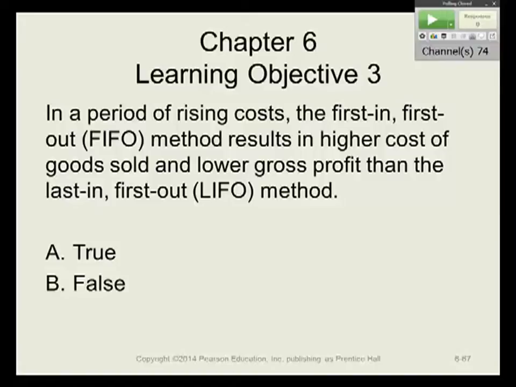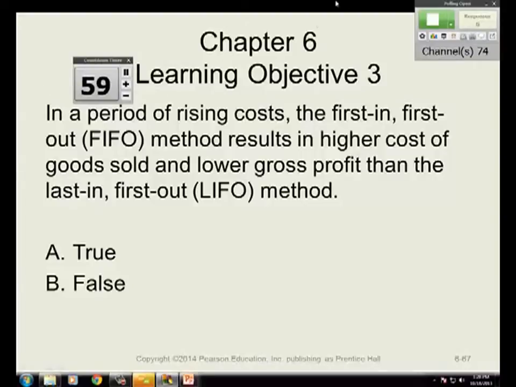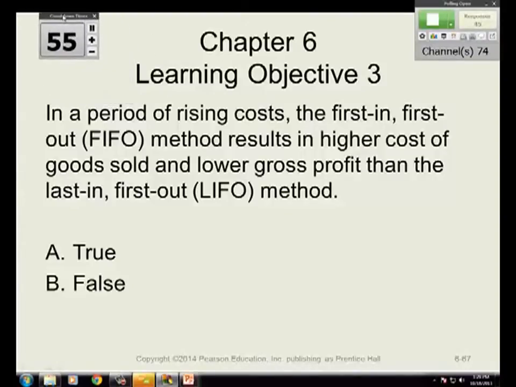This should be slide 67. All right, and I want to know, in a period of rising prices, FIFO results in a higher cost of goods sold and a lower gross profit than LIFO. And we got things working now, so the clock is on. I just did this literally 3 seconds ago, so you don't get this wrong. Responses are coming in really quick, so I think it's easy.